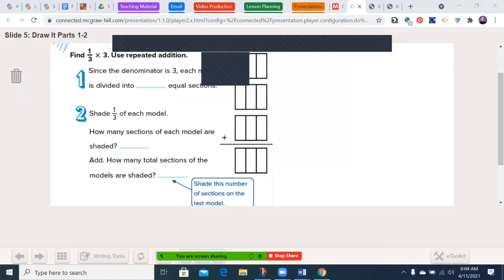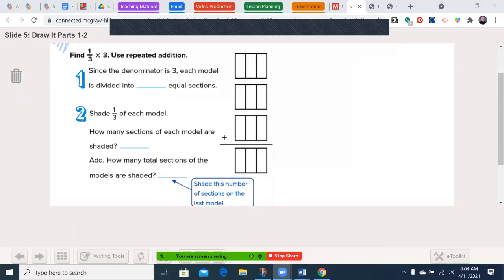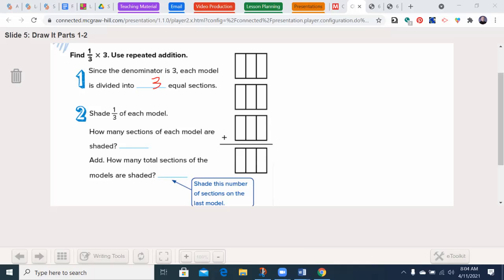All right, so we have: find 1/3 times 3 using repeated addition. Since the denominator is 3, each model is divided into how many sections? 3. You can see that. Now we're going to shade 1/3 of each model. How many sections of each model are going to be shaded? What's the numerator? 1. So let's go ahead and do that step.